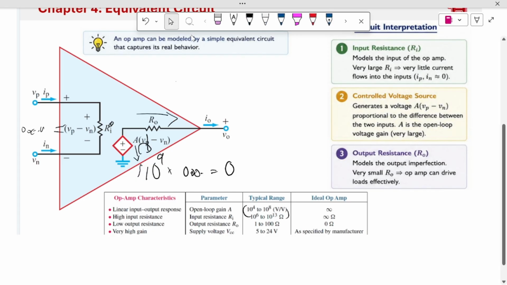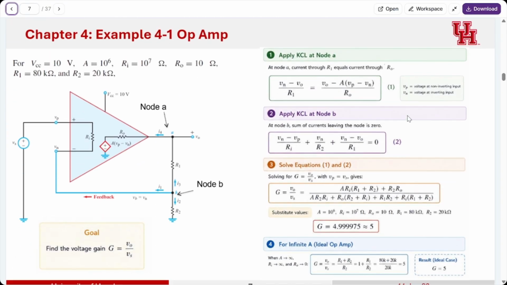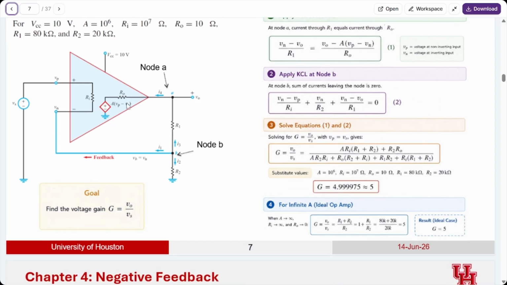And we can see that in the next slide, where they do 2 separate calculations, one using an ideal op amp and one taking into account these resistances, right? And when you take into account these resistances and this dependent source value, you get a gain of 4.9999975, which is like what we did earlier with another example. If you follow those steps, you just get 5, right? So with the non-ideal case, it's still very similar. We get the gain that we want.